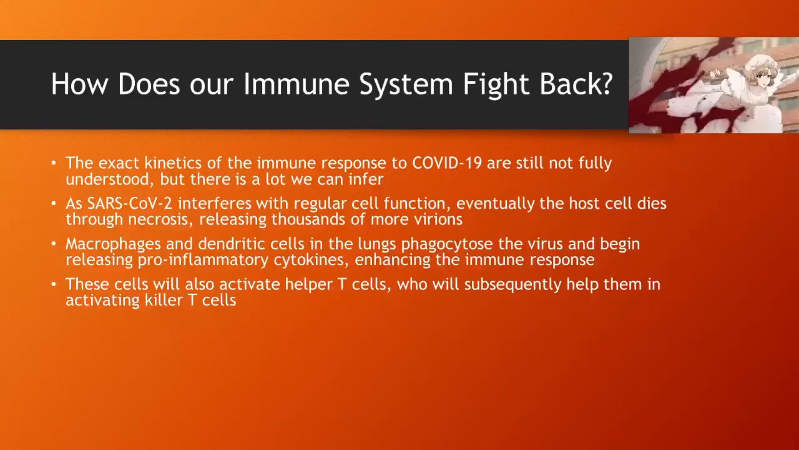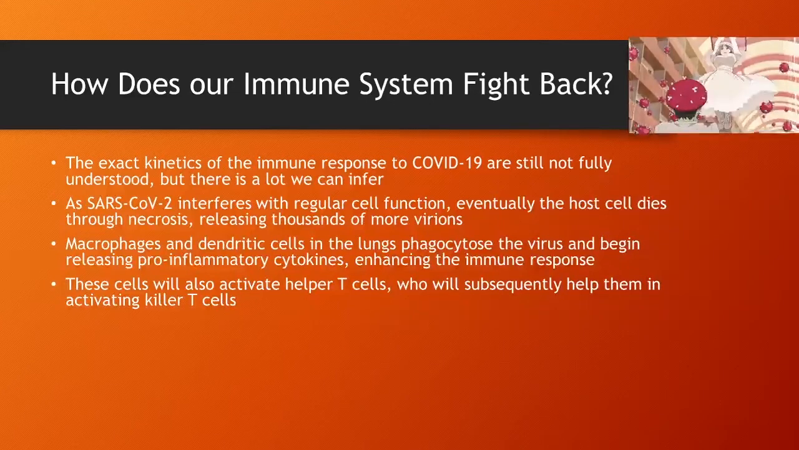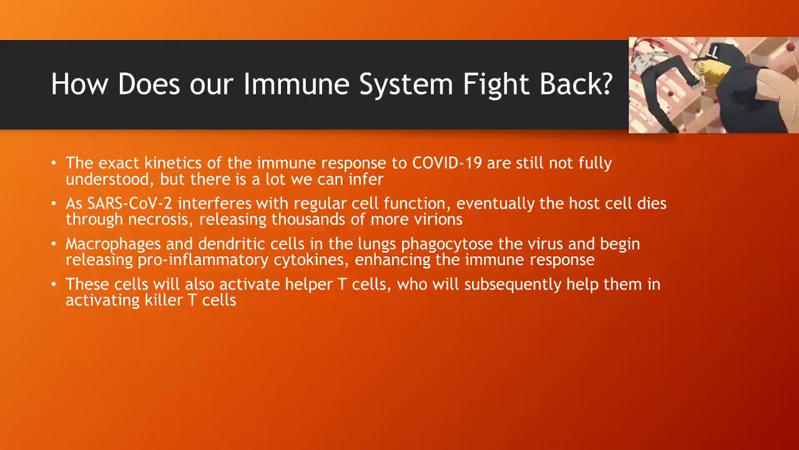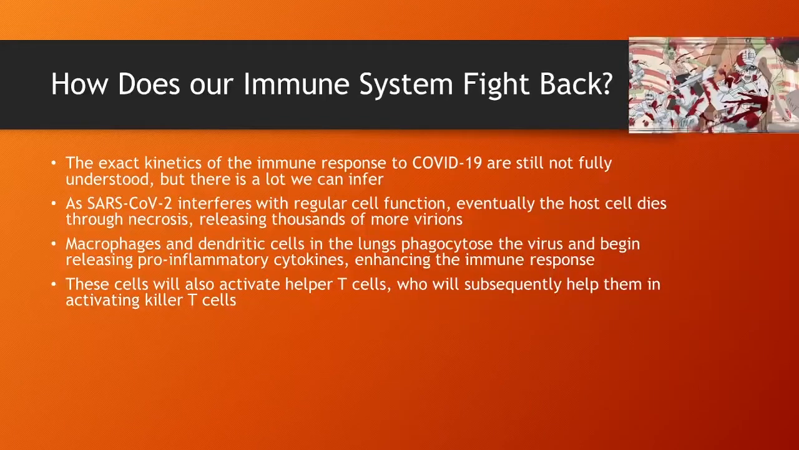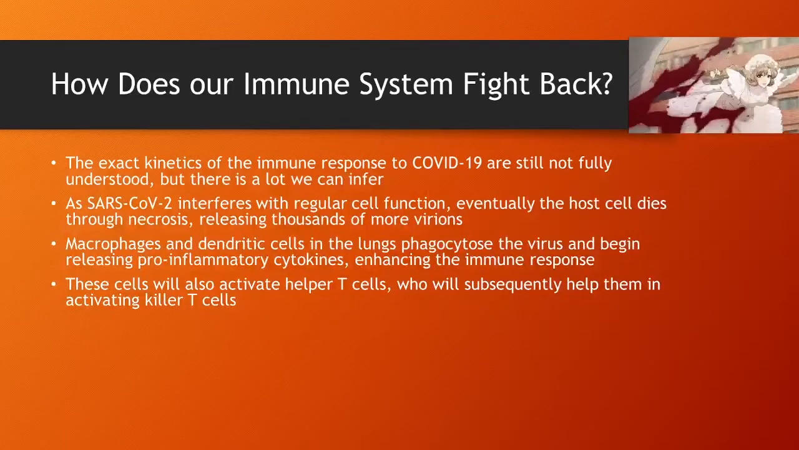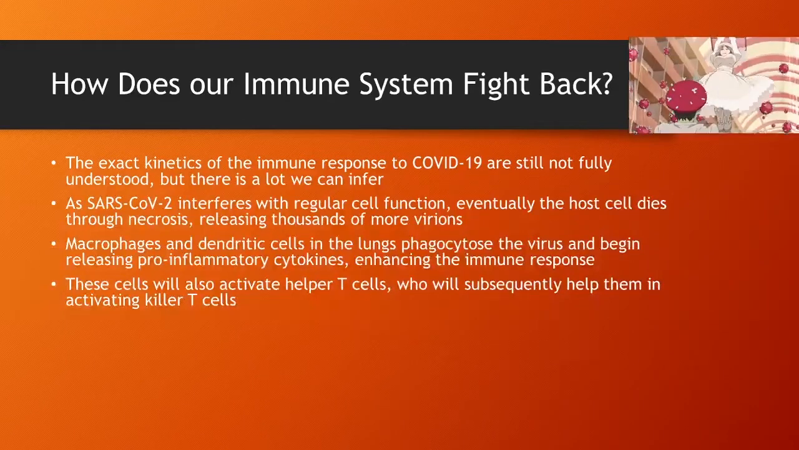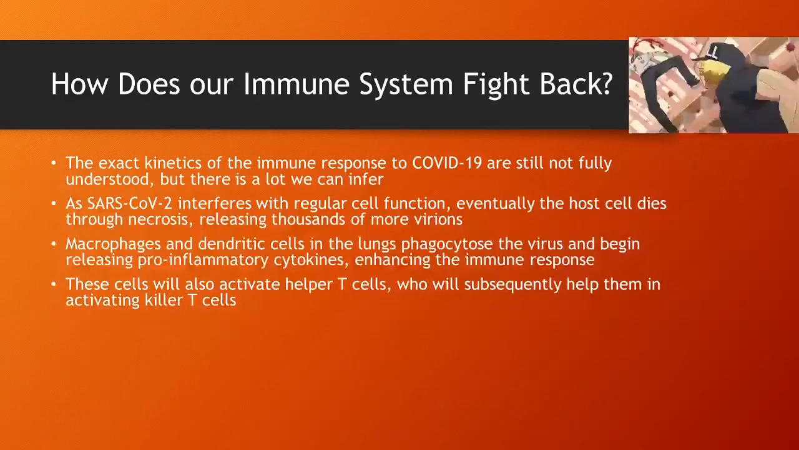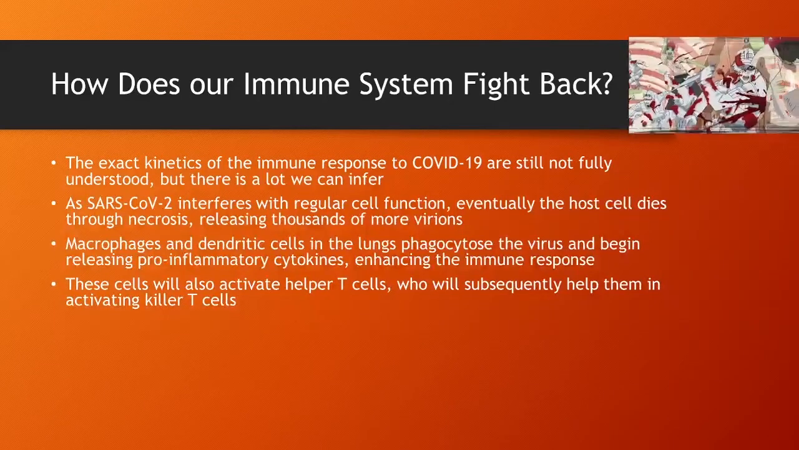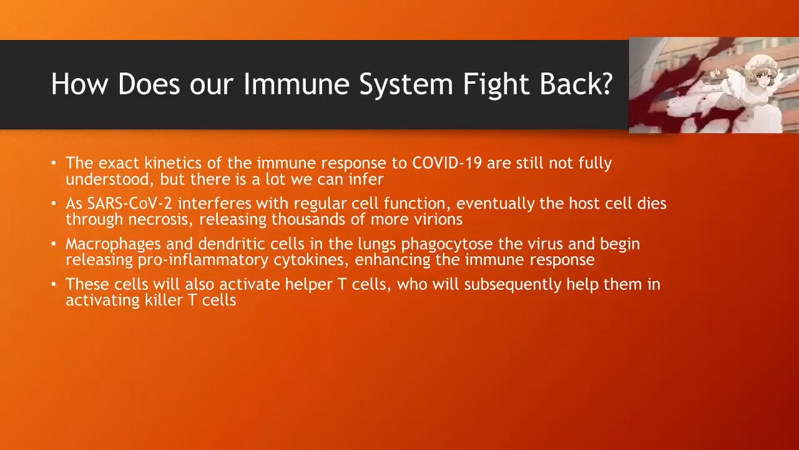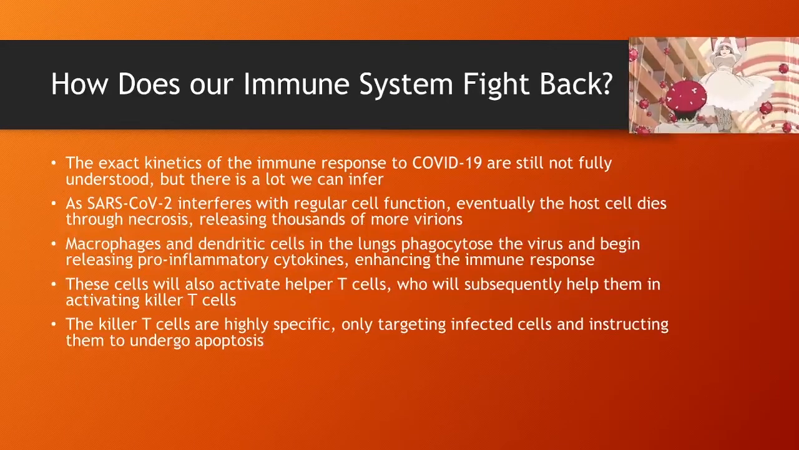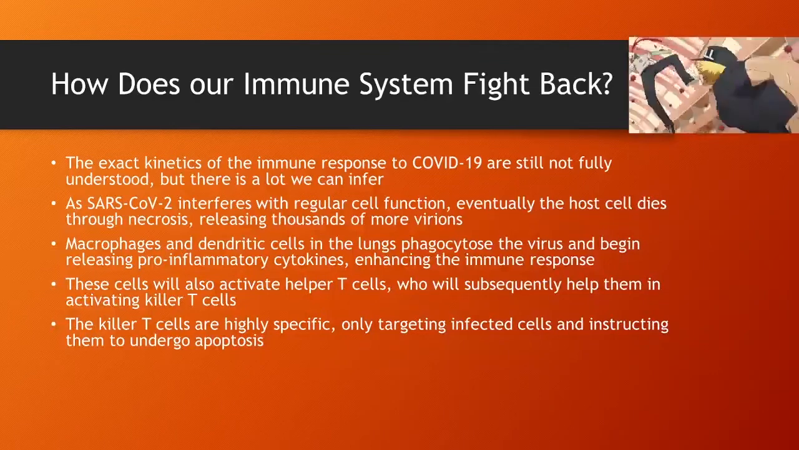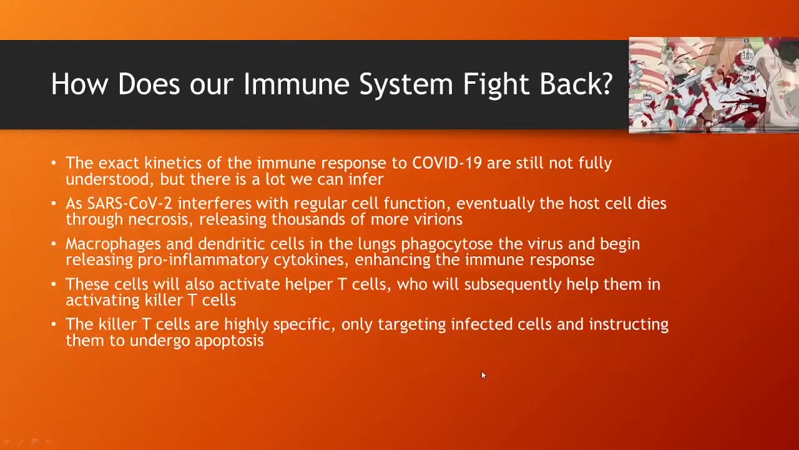And killer T cells, they're called that for a good reason. They can identify exactly which cells have been infected by the virus. They will bind to them very closely, and then they will release these granules that will cause the infected cell to die. But it doesn't die in as bad a way as necrosis. I'll explain that in a sec. So this killer T cell, highly specific, only targeting infected cells, starts them to undergo what's called apoptosis.